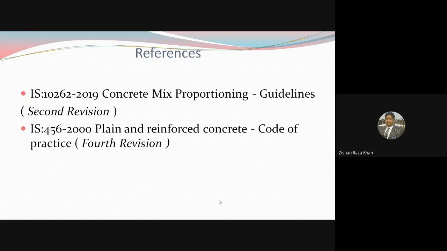Okay, you understand? Do you have any question, or shall I go further? Yes, sir. Move further. Okay.